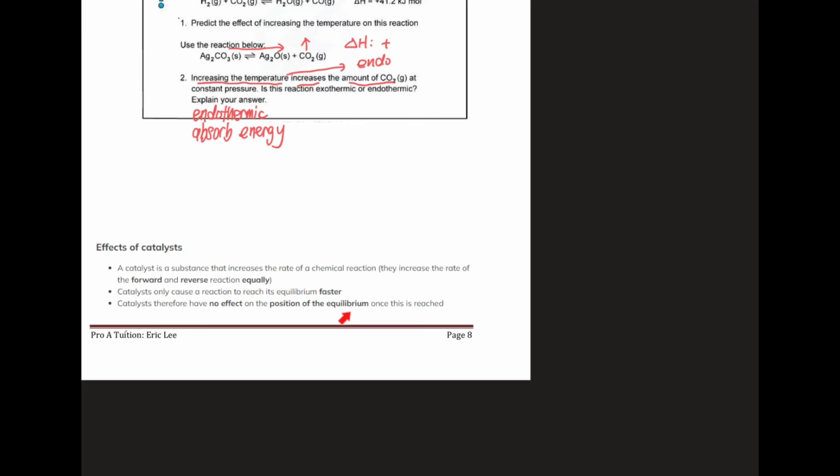So what happens to catalyst is catalyst will make equilibrium to be reached faster. Okay, but position is not affected. Okay, so let's move on.